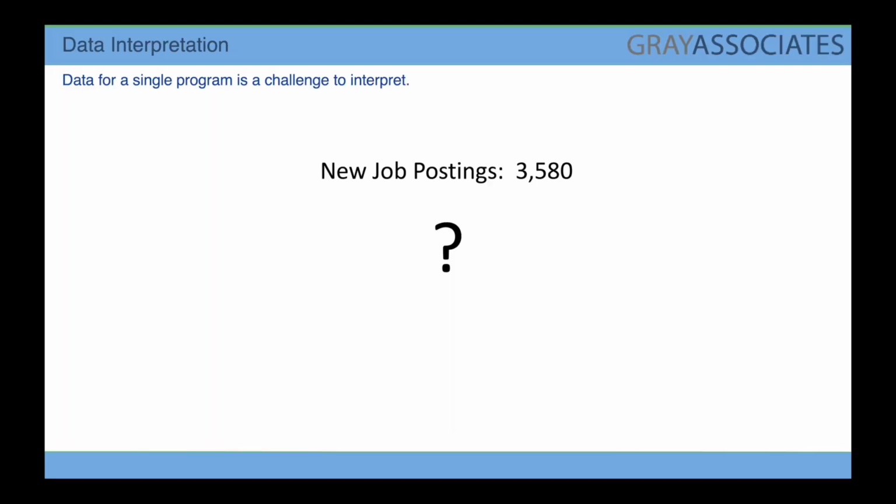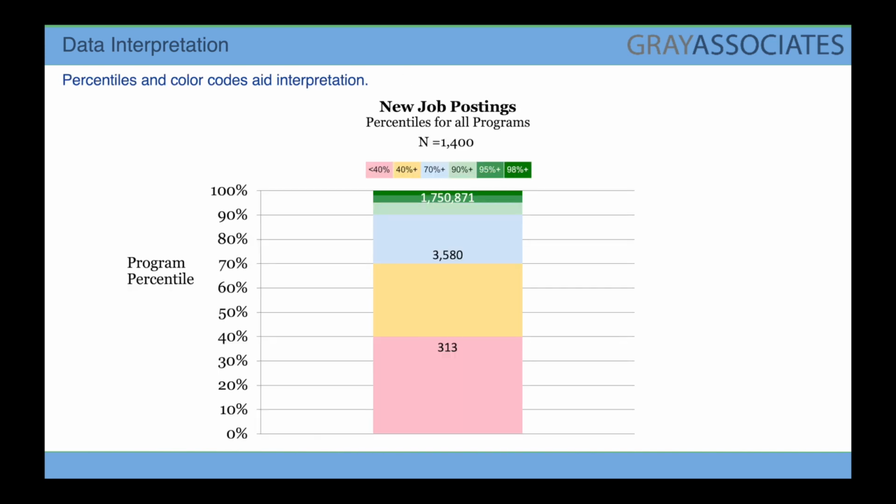Data for a single program are difficult to interpret. On its own, each data metric seems like just a number. For example, 3,580 new job postings may sound like a lot, but is it? How can you tell? On Gray's program scorecard, to aid interpretation of the data, we break down the data into percentiles and color code them. This makes it easy to see that 3,580 new job postings is quite a lot, but not the most. For new job postings, the program is in the 70th percentile.